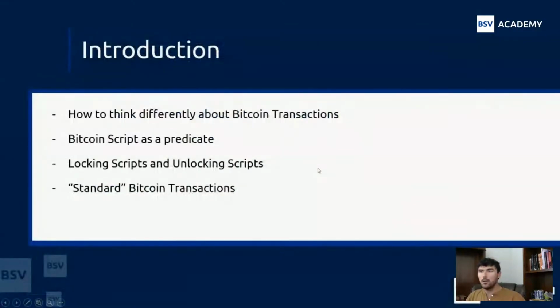So this is roughly our agenda today. Like I said, we want to think differently about how Bitcoin transactions work from a fundamental level, how Bitcoin script works as a predicate, and then generally, what is a locking script, what is an unlocking script, and how does that fit into a transaction? And then we will tie it all together at the very end to form what is colloquially referred to as a standard Bitcoin transaction. But hopefully by the end of this, you'll have some feeling for what standard means and what it doesn't mean.